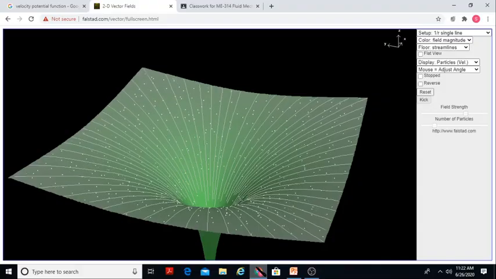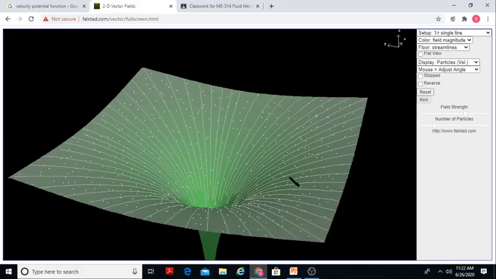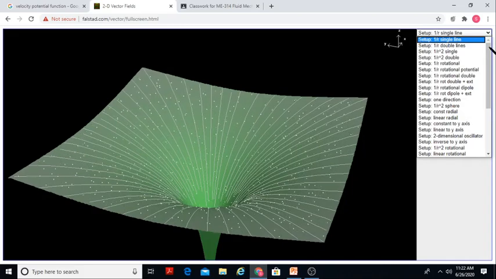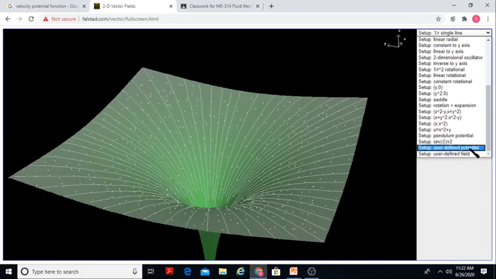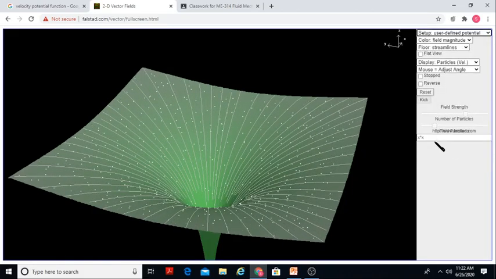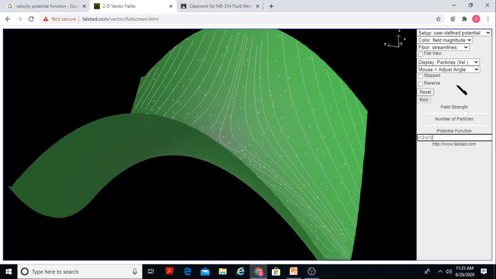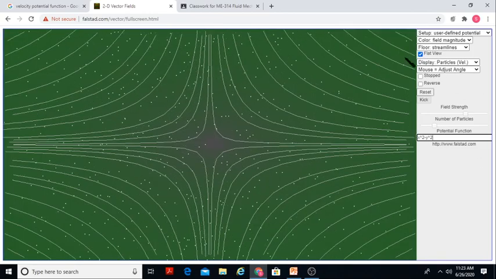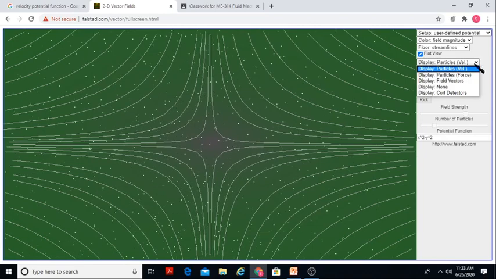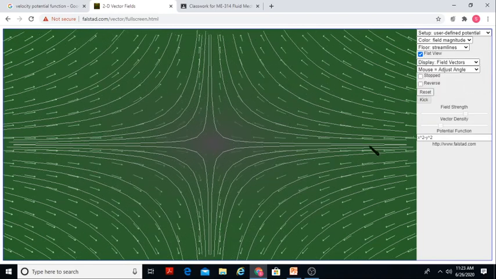See this Java applet. What I do here is go back and define a user defined potential, and it asks me to define a user defined potential function. So I define it as x squared minus y squared, and just enter here. I just see the flat view of that. I can see that the field vectors look like this. So the flow is taking place like this.